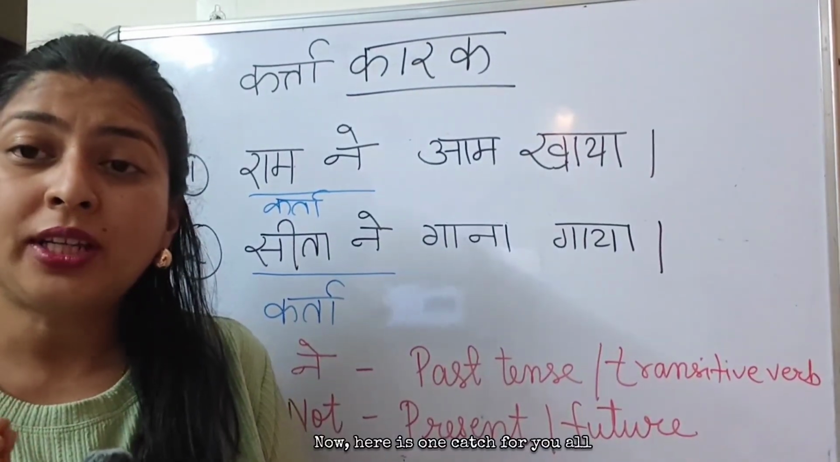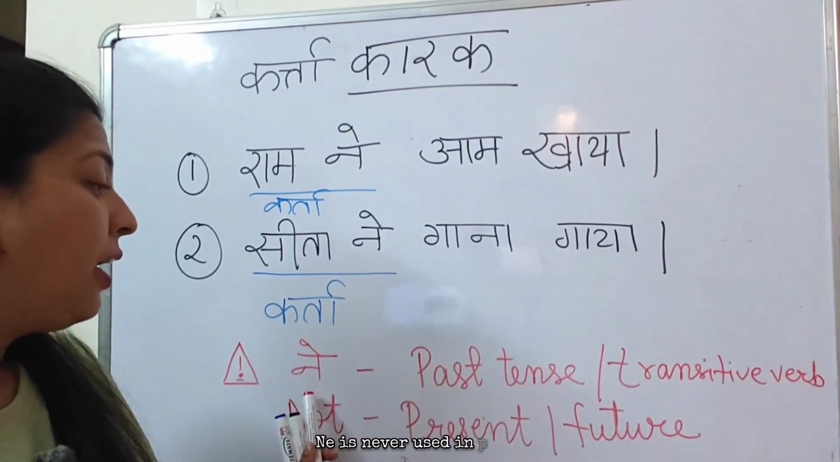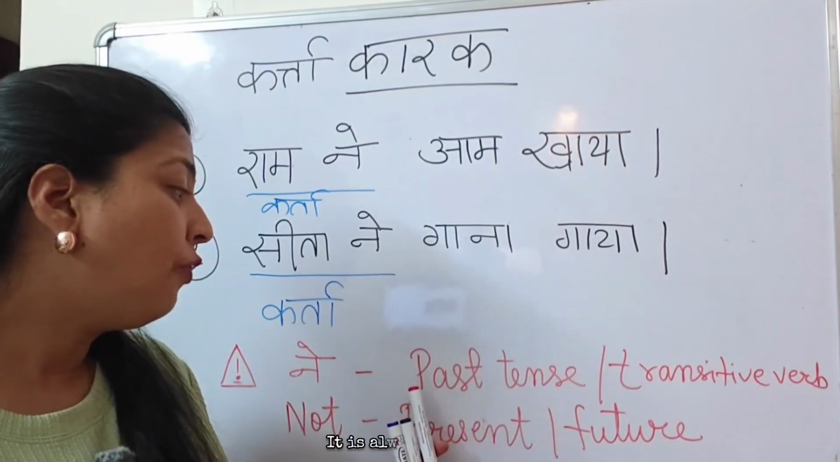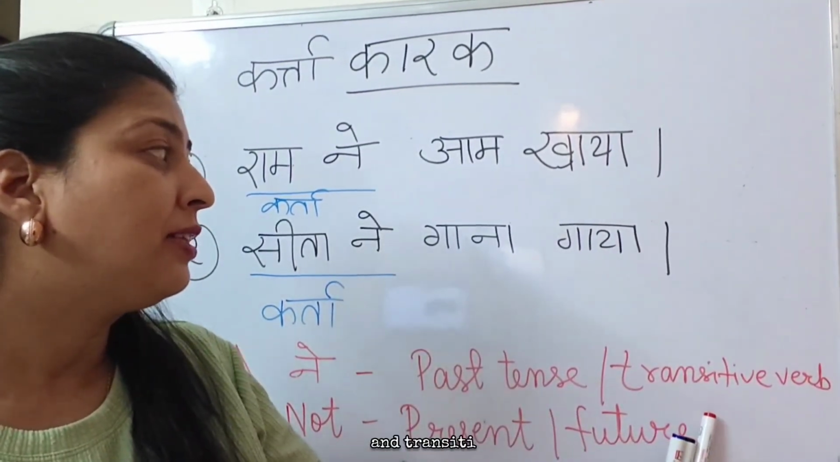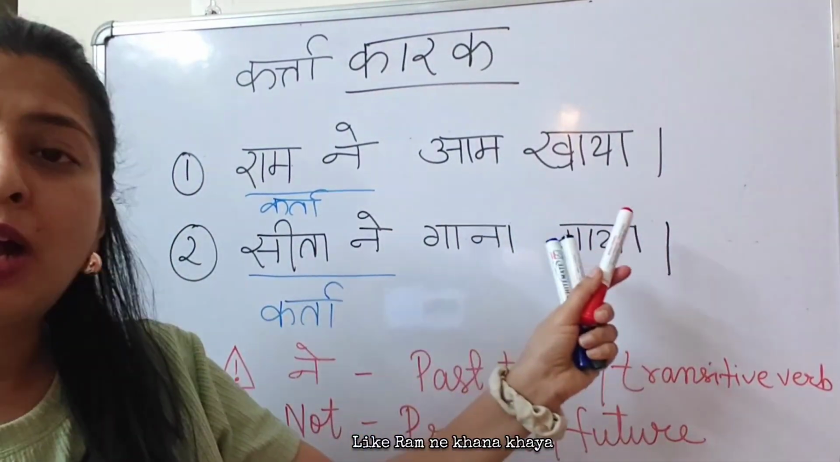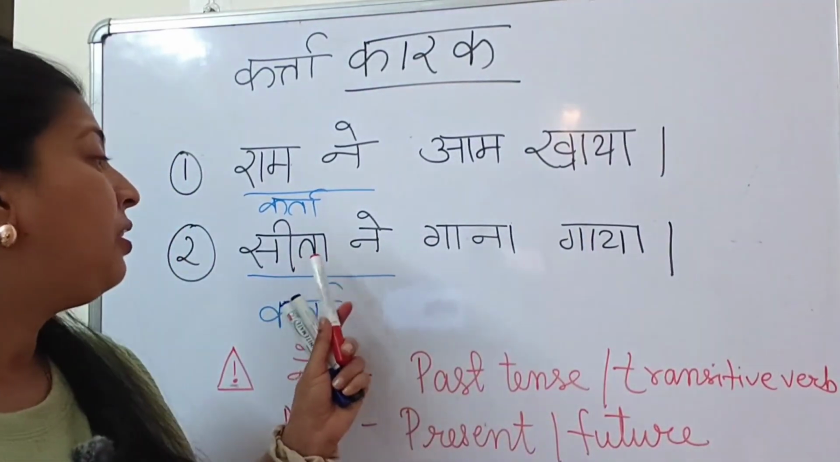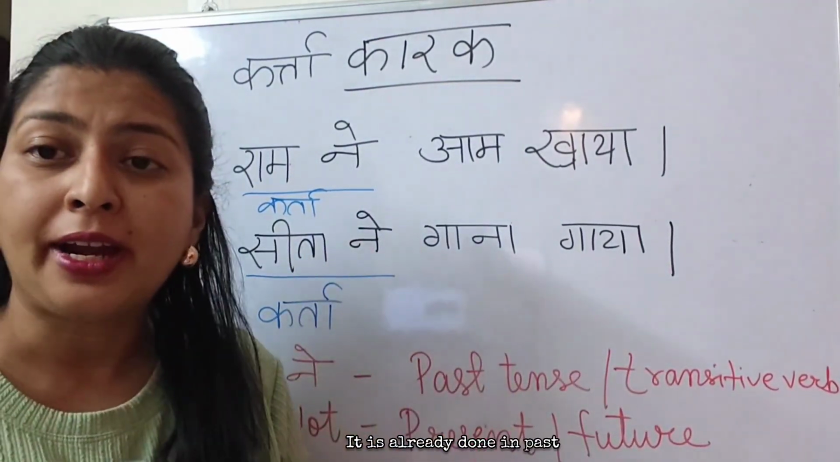Now here is one catch for you all. Ne is never used in present tense or future tense. It is always used in past tense with a transitive verb, like Ram ne khana khaya. That action is already completed and done. Sita ne gana gaya. It is already done in the past.